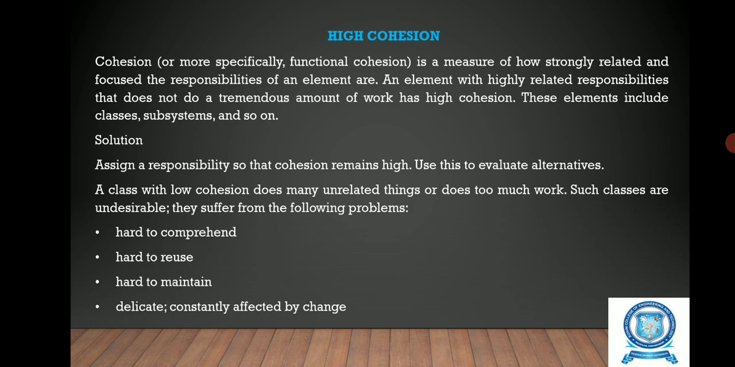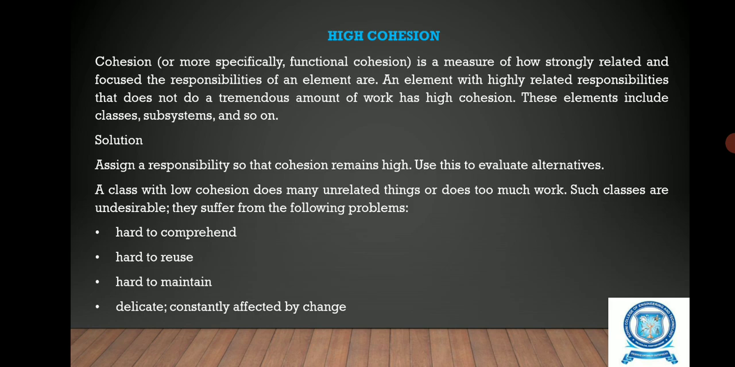Now let us see about high cohesion. First we have to know what is cohesion. Cohesion may be functional cohesion. It is a measure of how strongly related and focused the responsibilities of an element are. An element with highly related responsibilities that does not do a tremendous amount of work has high cohesion. These elements include classes, subsystems and so on. The solution is to assign a responsibility so that the cohesion remains high. Use this to evaluate the alternatives.